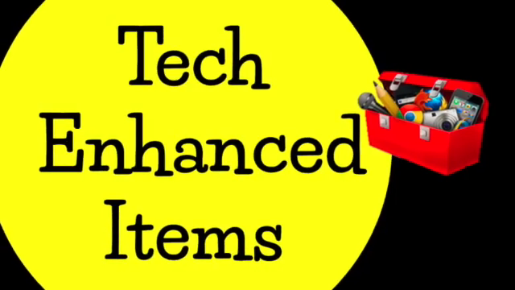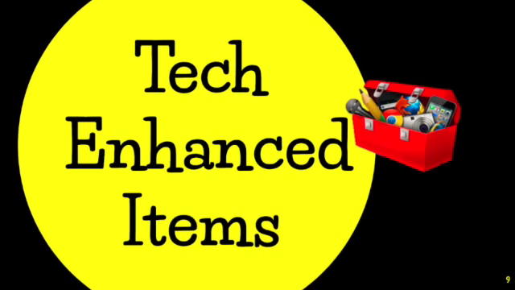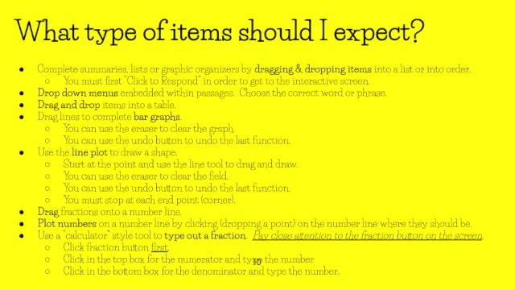Let's take a look at the technology-enhanced items. What type of items should I expect? Complete summaries, lists, or graphic organizers by dragging and dropping items into a list or into order. You first must click to respond in order to get the interactive screen. Drop-down menus embedded within passages. Choose the correct word or phrase.